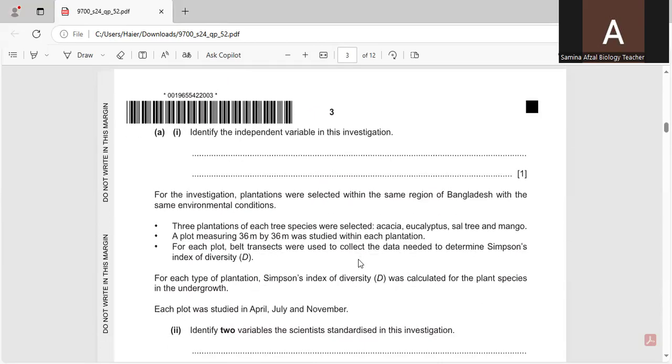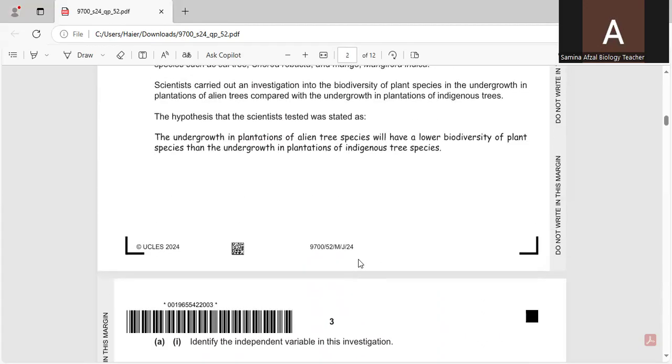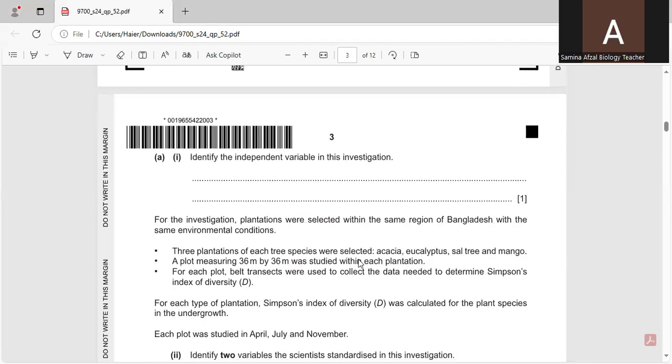So identify the independent variable in this investigation. And students, according to this hypothesis, we have to observe the biodiversity in the tree species. So the independent variable can be the species of trees. In this case, the independent variable is the species of tree, or you can say the tree species or the types of trees.